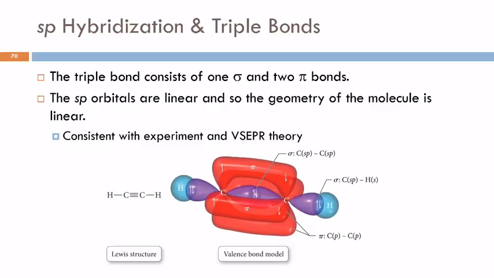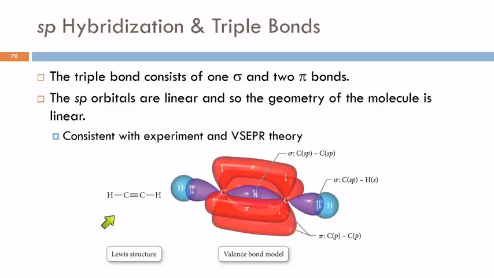So it's one sigma and 2 pi's? One sigma bond and 2 pi bonds gives you the triple bond. And so this is predicting a linear geometry. And that's what experiment tells us.